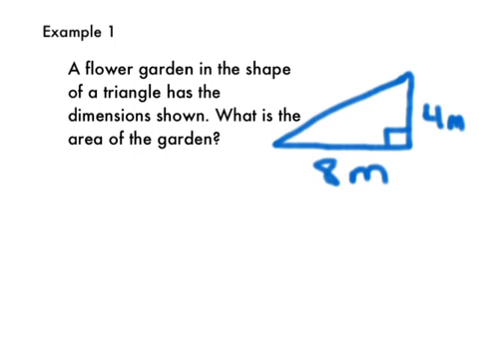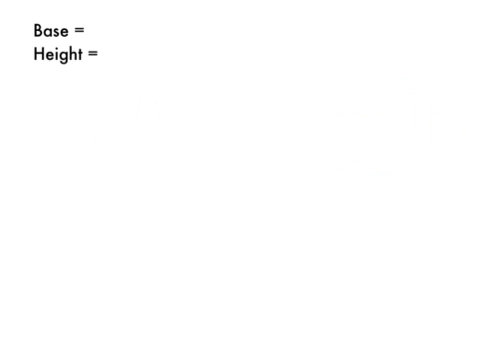Example 1. A flower garden in the shape of a triangle has the dimensions shown: 4 meters high and 8 meters is the base. What is the area of the garden? This example is on page 562 in your book, or you can also find it in your book on your laptop. So let's remember these two numbers. My height is 4 meters and my base is 8 meters. So for example 1, my base was 8 meters and my height was 4 meters.